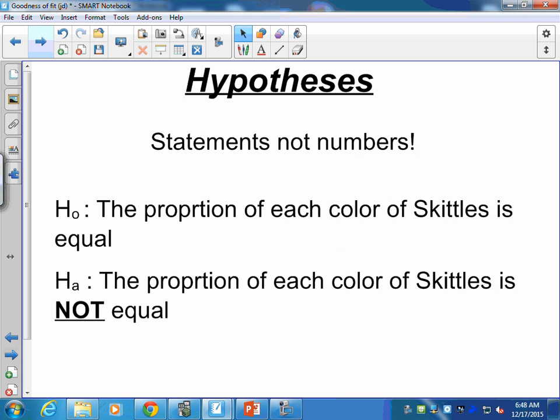Okay, our hypothesis statements are statements. They're not numbers. It's all about the proportional nature of what we're looking at. So the proportion of each color in Skittles is equal. The alternative is the exact same statement, and we just put the negation, not, into that alternative.